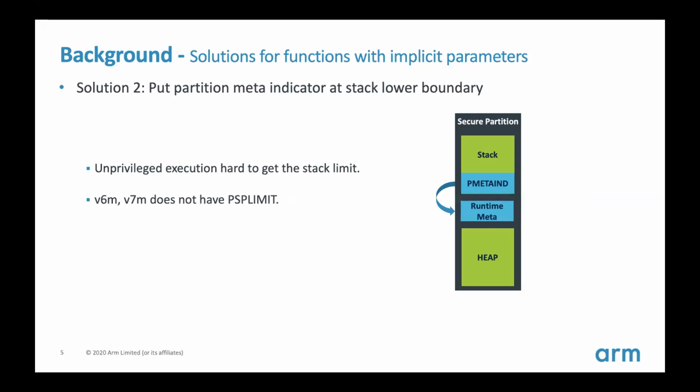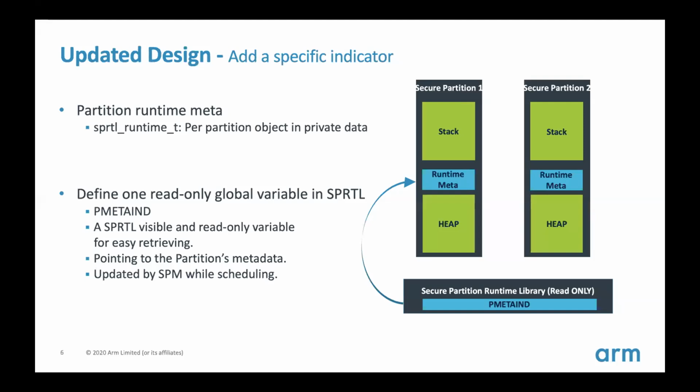Let's say solution 2. Solution 2 is to put the partition meta indicator at the stack lower boundary. Also, unprivileged execution is hard to get the stack limit. And version 6 and version 7 do not have a stack pointer limit register, so this solution is also not applicable. Is there a way to indicate the caller's heap instance?